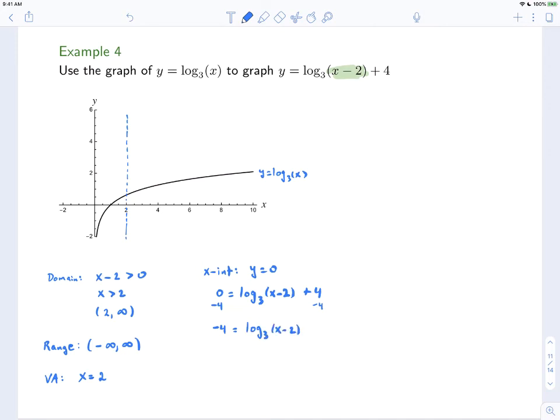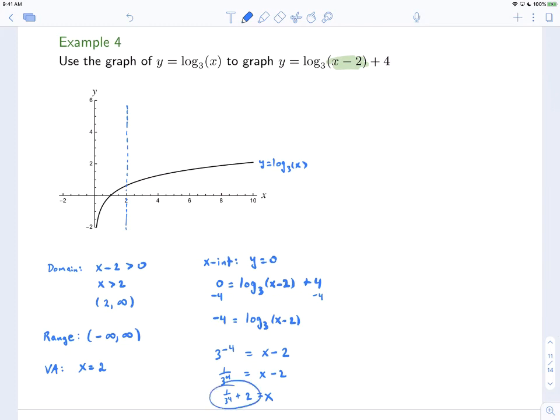So negative 4 is the power of 3 that gives us x minus 2. So 3 to the negative 4 is equal to x minus 2. Well, 3 to the negative 4, that's 1 over 3 to the 4 equals x minus 2. So add 2 to both sides, and we get 1 over 3 to the 4 plus 2 equals x. So we'll probably need a computer to help us actually compute the value of that, but you can see that the x-coordinate is just slightly bigger than 2.